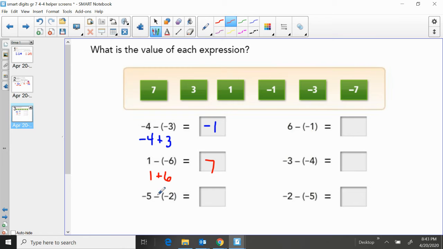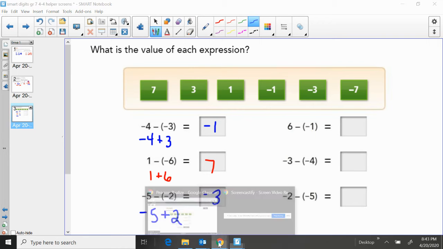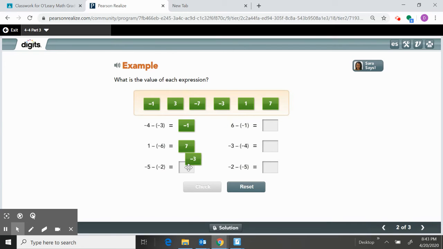Now we have negative 5 minus negative 2. I'll go back to a blue here. Negative 5 minus negative 2. Make those into a plus. Negative 5 plus 2. If I owed somebody $5 and then I paid them back $2, I would still owe them $3. So that would be negative 3. I would still be in debt negative $3. So that answer, negative 3.